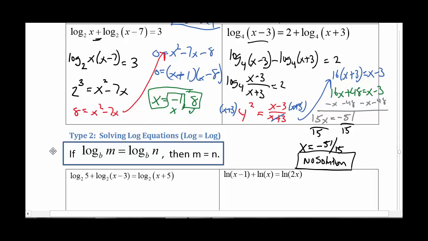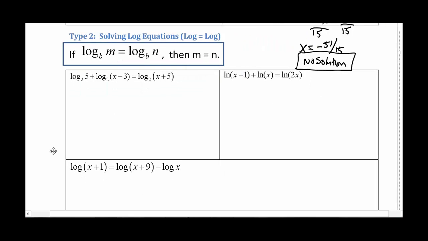All right, the second type of our log equations are ones where I can get it to say log equals log. And this is kind of similar to if there's a common base. Once we get the outside pieces to match, then we just set the inside pieces equal to each other. So in this first case, log base 2 of 5 plus log base 2 of x minus 3, I can condense them together. And that's the product of 5 times x minus 3 equals log base 2 of x plus 5.